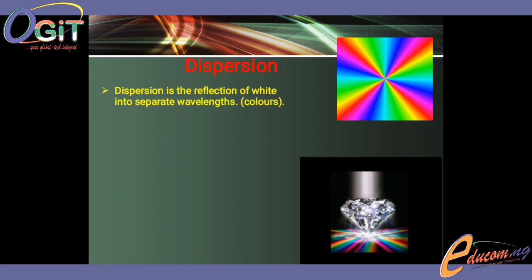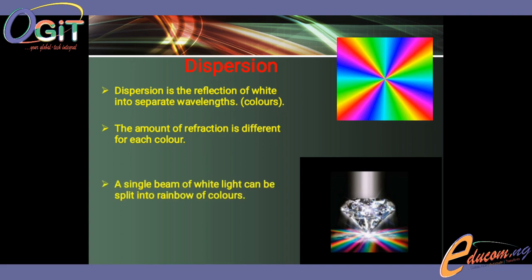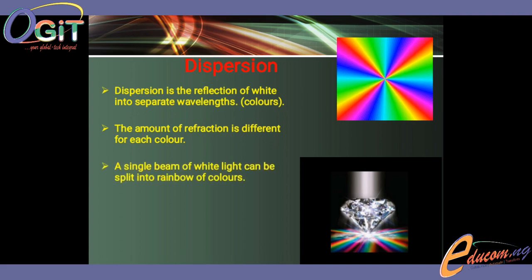Dispersion now. Dispersion is the splitting of white light into separate wavelength colors. Don't forget about this color spectrum, where in its actual sense there are rainbow colors. The amount of refraction is different for each color spectrum. A single beam of white light can be split into a rainbow of colors.